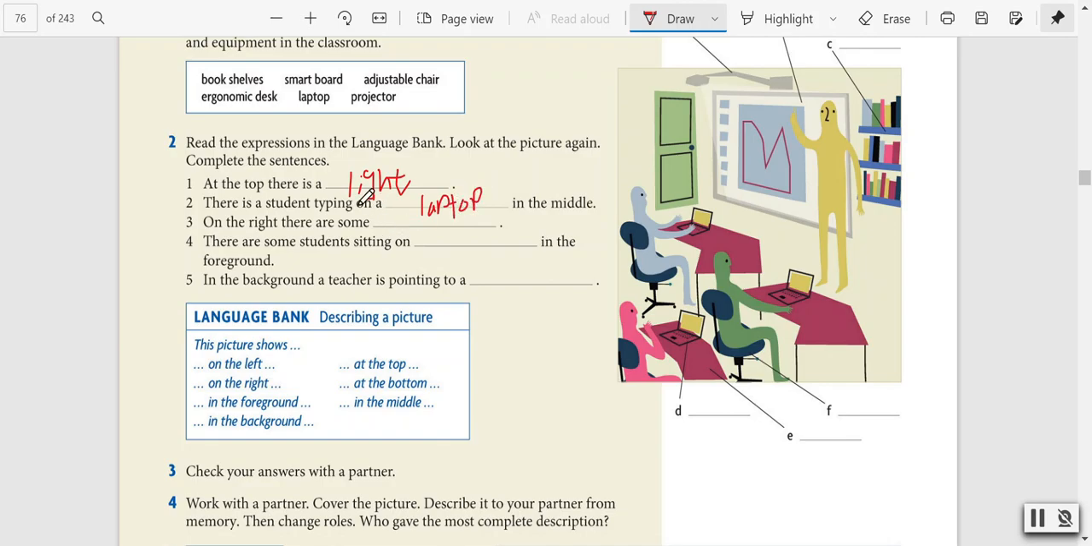And number three, on the right, there are some dash. Look at this. Okay, in here we can see it. We have a bookshelf. On the right, we have a what? We have a bookshelf.